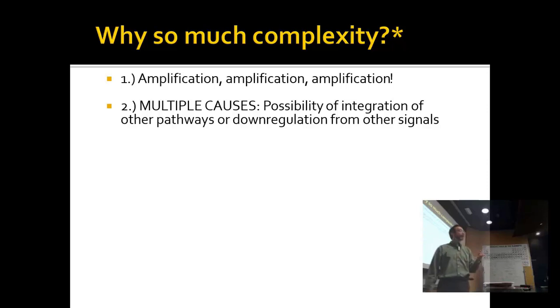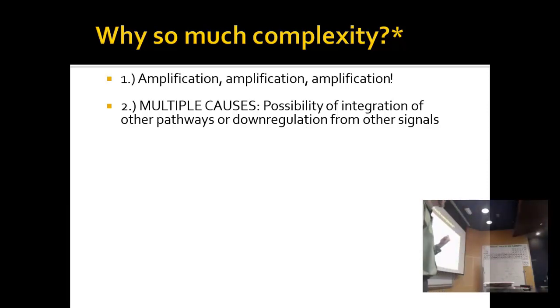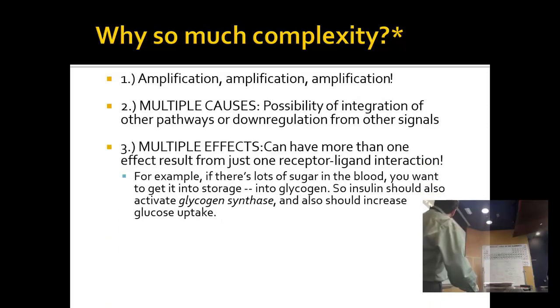You've seen a lot of kinases, and so the more levels of kinases you have, the more amplification you have. There's the possibility of adding two signals together or downregulating other signals. I think this has to do with what you were saying. You can have multiple causes, and that actually relates to Hannah's as well. You can have multiple effects, more than one effect from just one receptor-ligand interaction. You can have divergent effects where you have multiple signals. And in fact, insulin is an example of having multiple effects. I'll show you that one on the next slide.